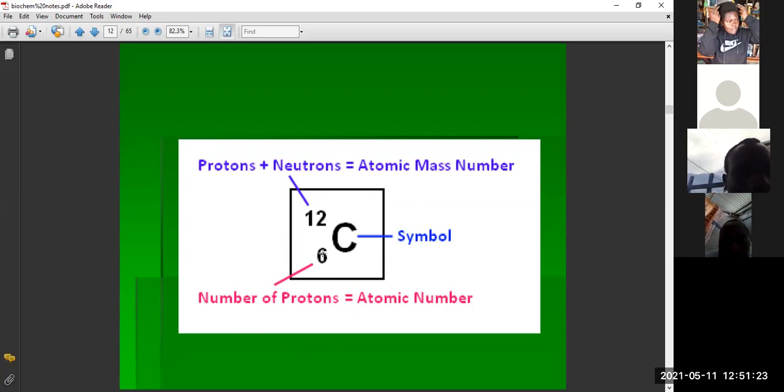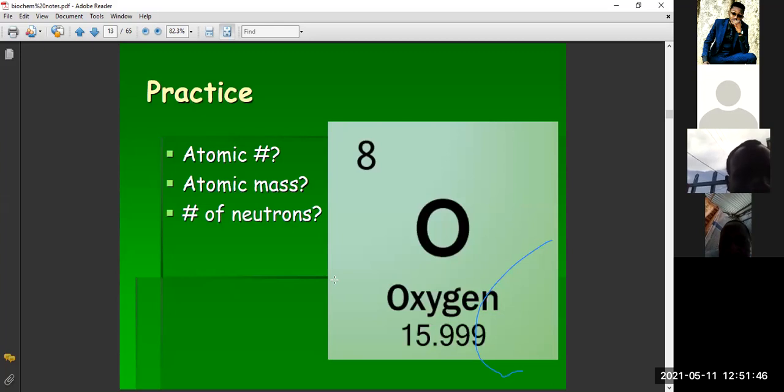Number of protons is 6, carbon. Then the atomic mass number for carbon is 12. So we know the neutron number, of course, it's 6 as well, because you're going to subtract 6 from 12. Then what you have is the number of neutrons. Okay, so the atomic number.